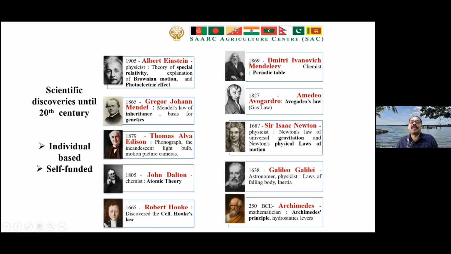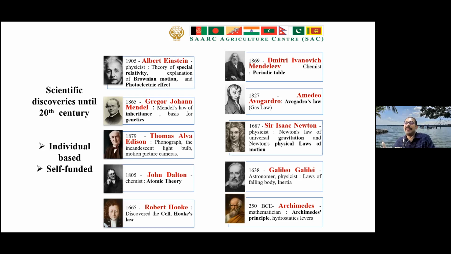If you look at the science, what was happening in the earlier part of the science history, that means the scientific discoveries, what we know till 20th century, most of these discoveries were individual based or self-funded. You name the discovery, you know the person. For example, if I say photoelectric effect, theory of relativity, or Brownian motion, we don't forget Albert Einstein.